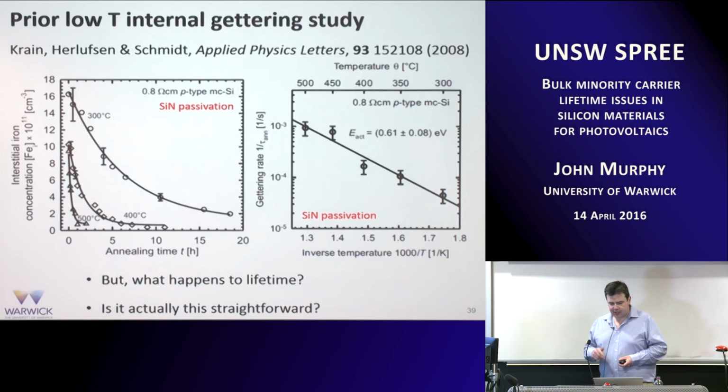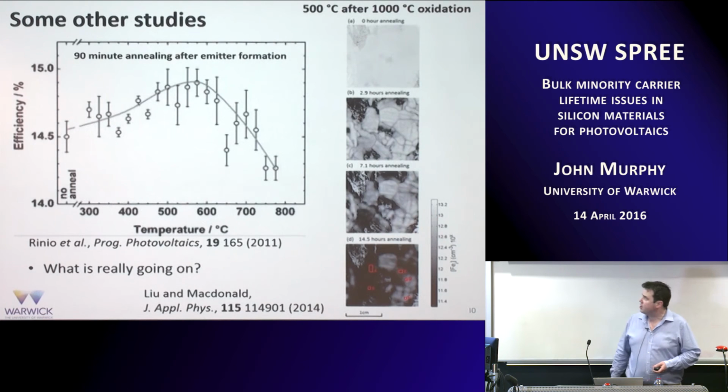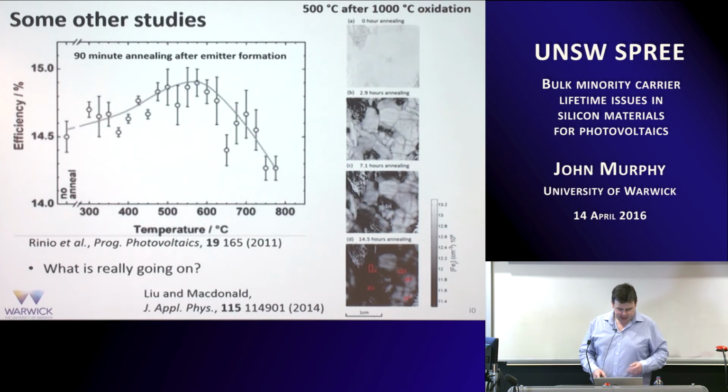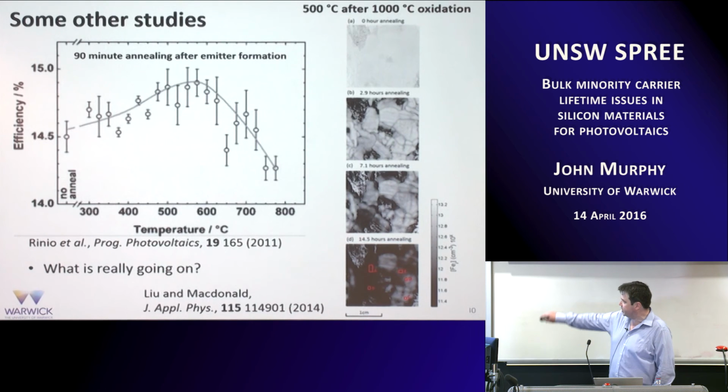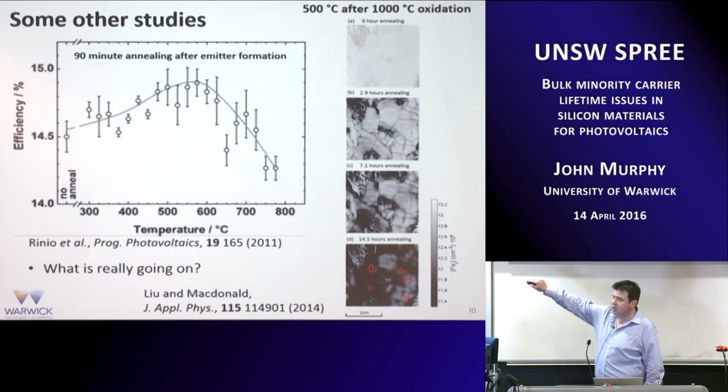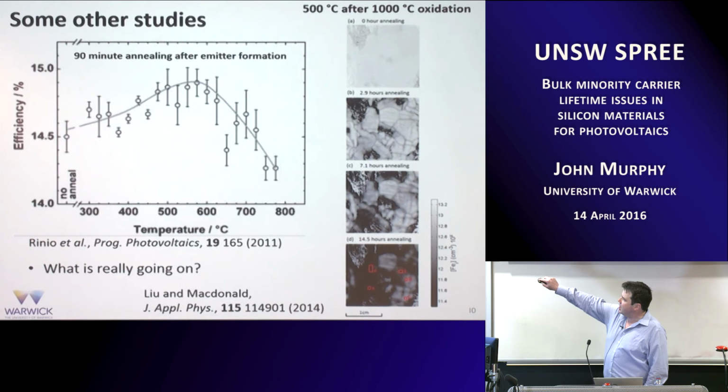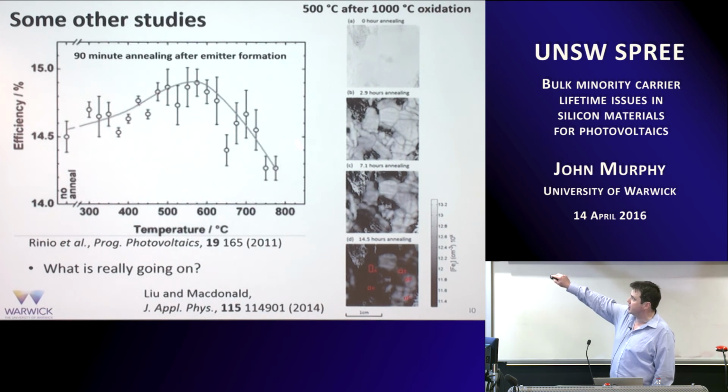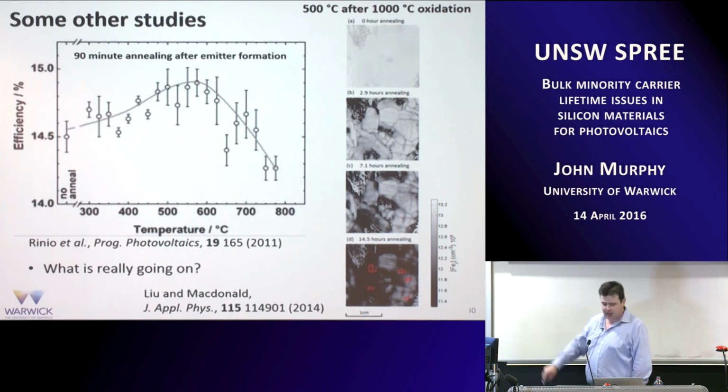So we want to actually answer the question, what happens to lifetime during this process? We also want to look at the role of hydrogen, because this is quite an interesting topic in many areas of silicon materials at the moment. There are some other studies in terms of low temperature gettering. This famous one by Marcus Rugno, he took a load of essentially completed cells that weren't quite completed, but after emitter formation, he annealed the cells at different low temperatures, and he actually found he could get an improvement in cell efficiency by low temperature internal gettering.